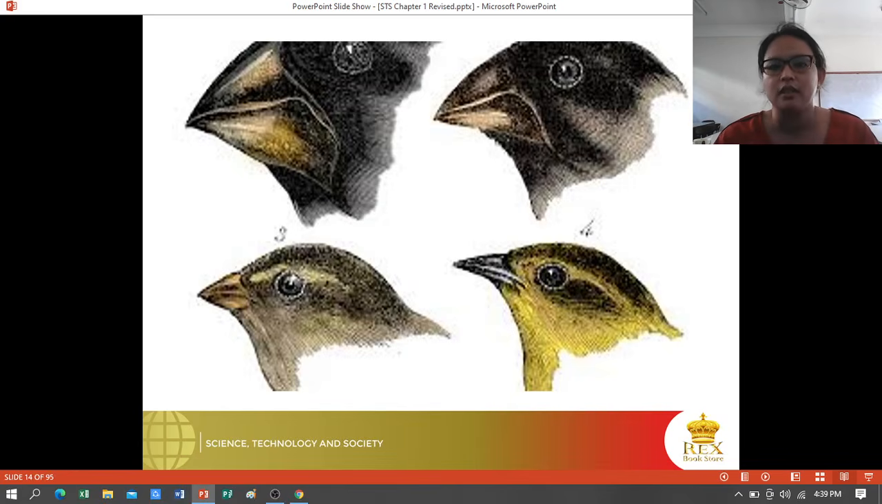Yet, they are different when it comes to what? In their beaks, no? So, yung mga beaks nila, merong isa, it's thicker, bigger, okay? And then there are smaller and more pointy. Okay, so why is this?